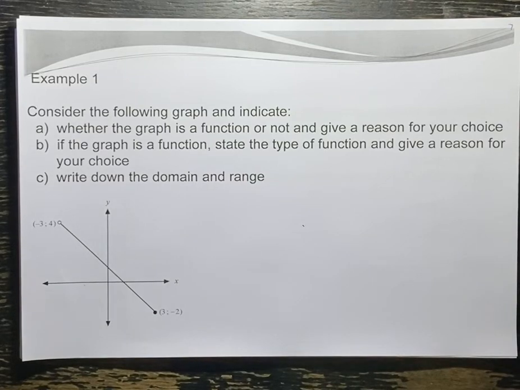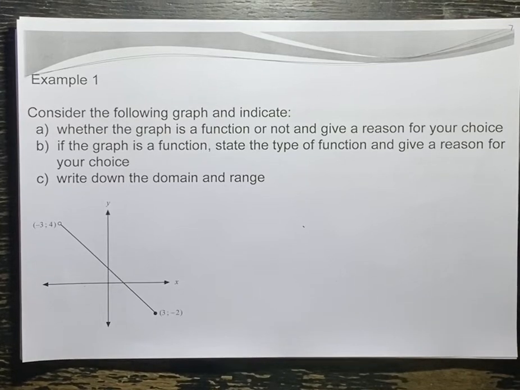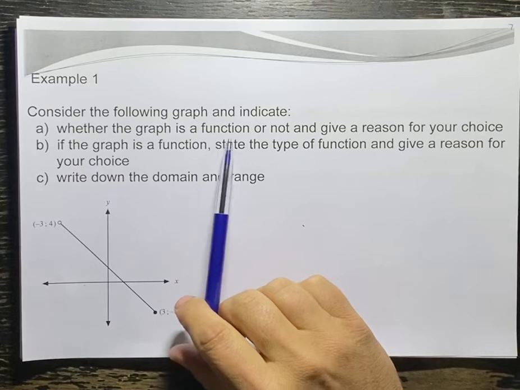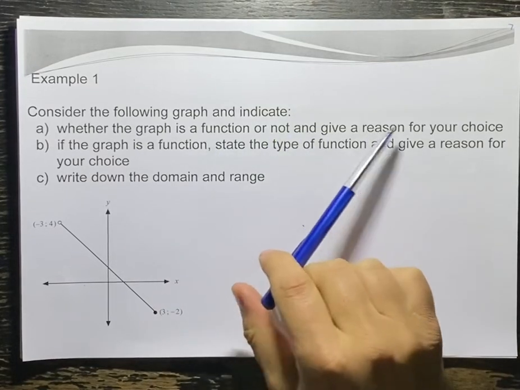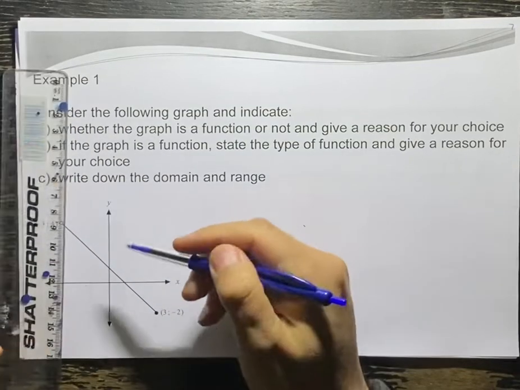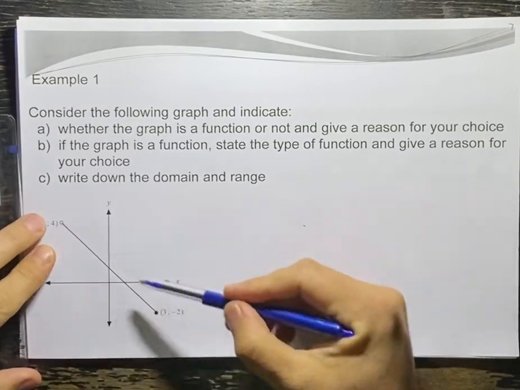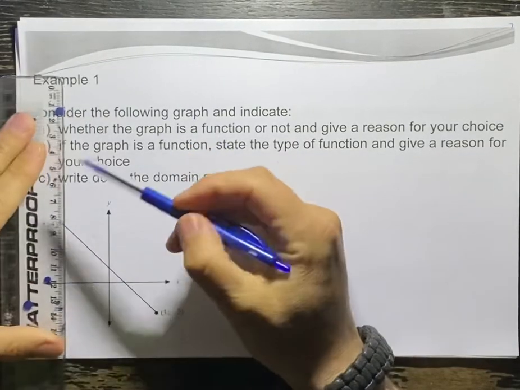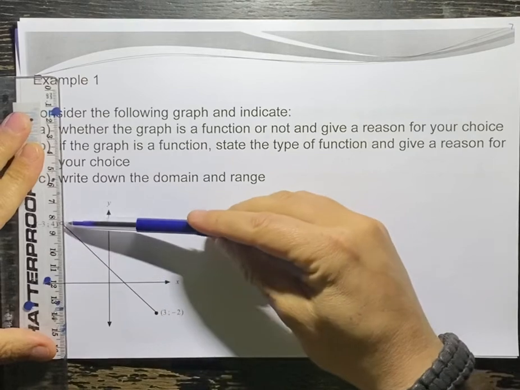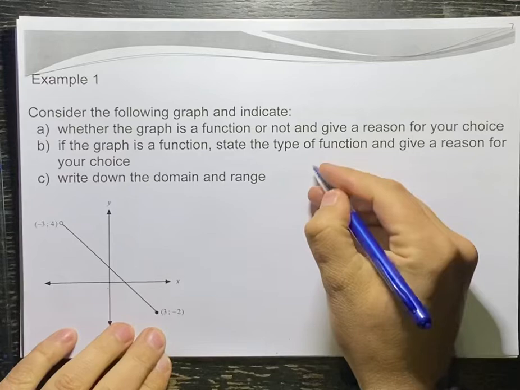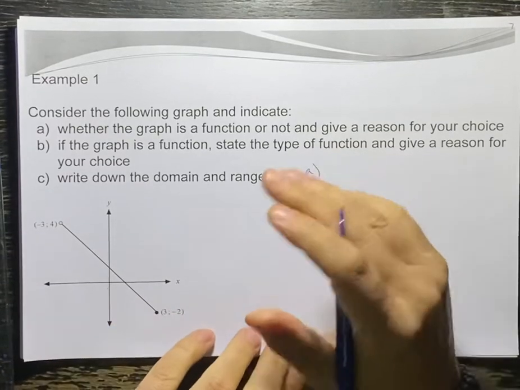Okay, so if we have a look at example 1. Example 1 is saying here, consider the following graph and indicate whether the graph is a function or not, and give a reason for your choice. Take the vertical line, and my graph is only going from this point to this point. I'm not going to check outside of that. And as you can see, as I move along the graph, it is only cutting the graph at 1 point. So for A, yes, this is a function.